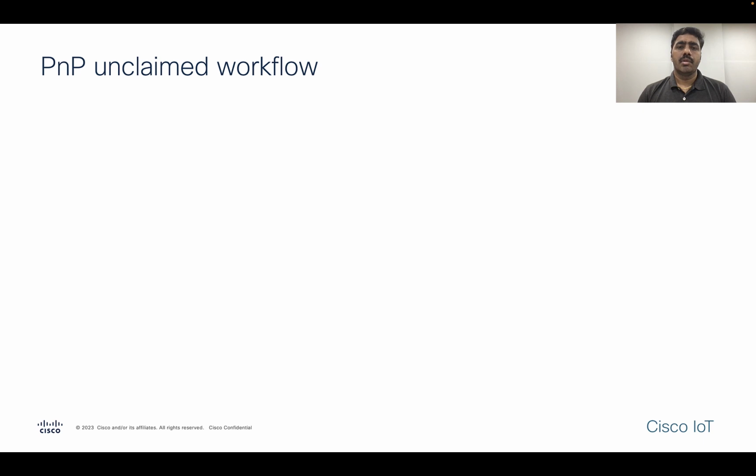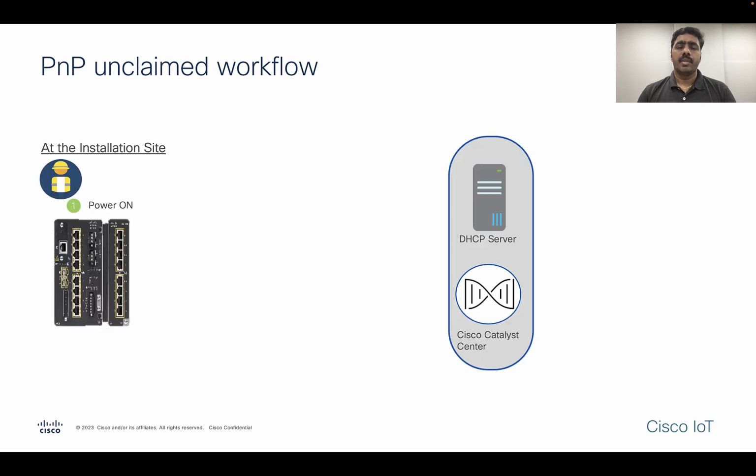Unclaimed refers to no task or configuration for this device. Every industrial switch has a plug-and-play agent running on it. When the device is powered on, it acquires an IP address from the DHCP server and also the IP address of the Catalyst Center using option 43 of the DHCP.